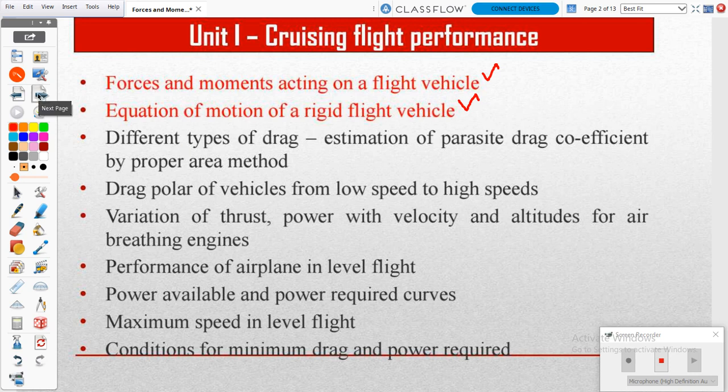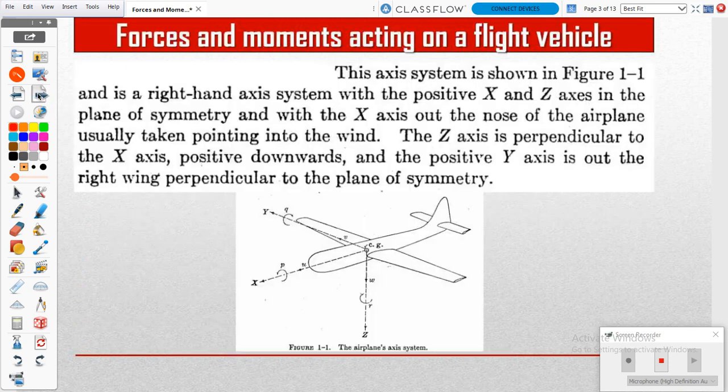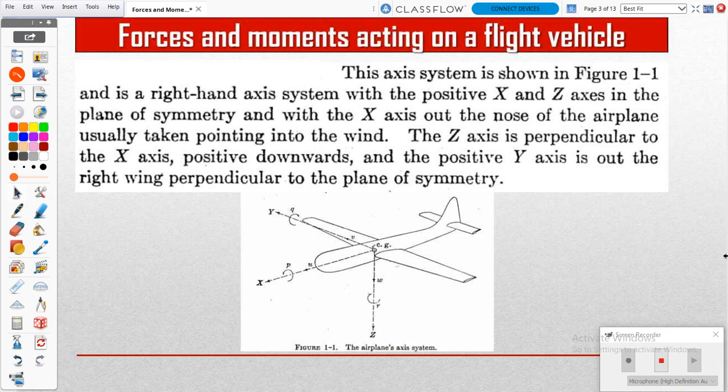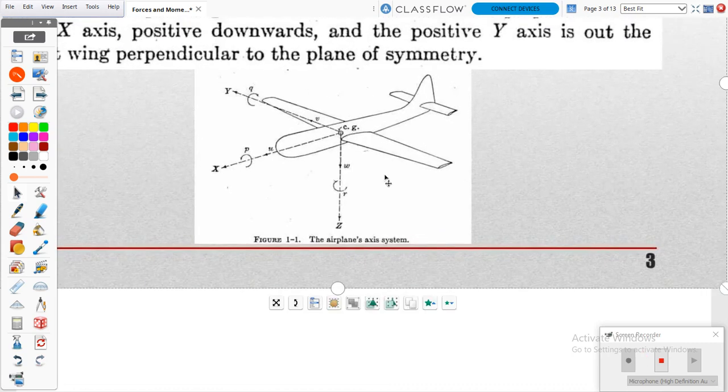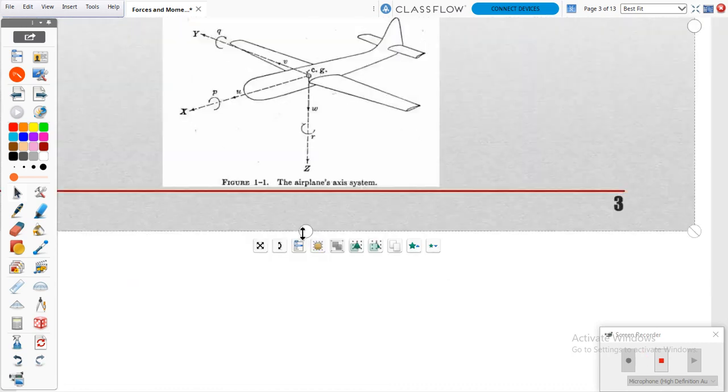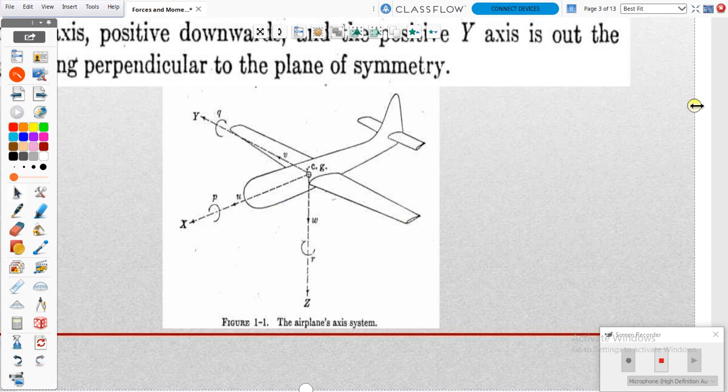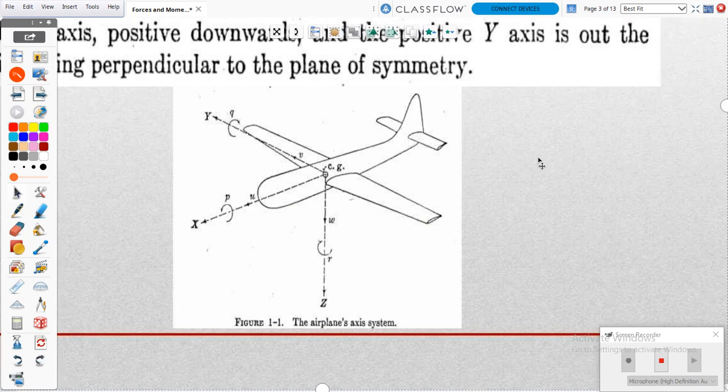So next we are entering into our topic. All of you have your notebooks, so kindly note this: forces and moments acting on a flight vehicle. That is the first topic. I am going to maximize this figure, just to draw the airplane.